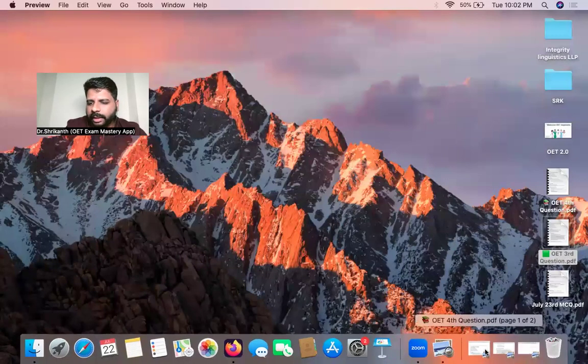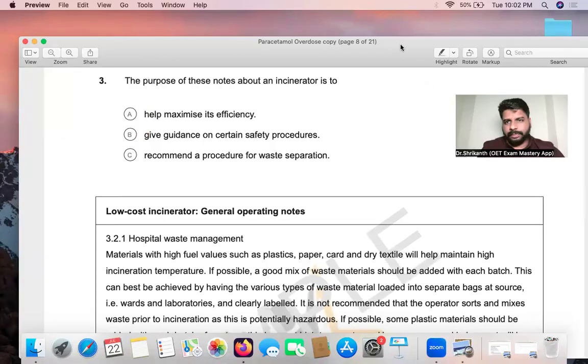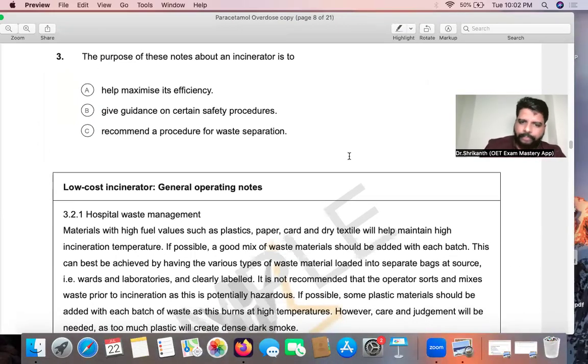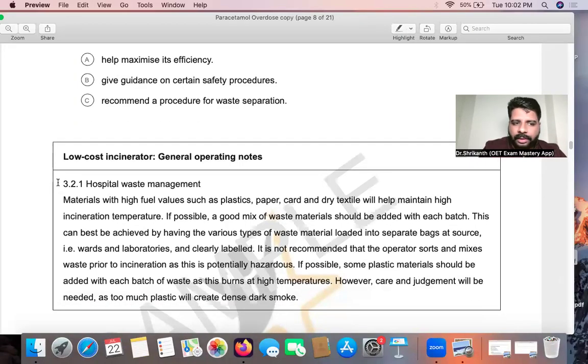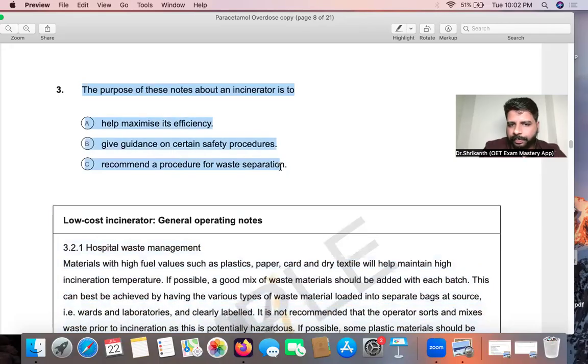First, let's take a look at this particular question. Strategy number 1: reading the paragraph first, and then reading the question.